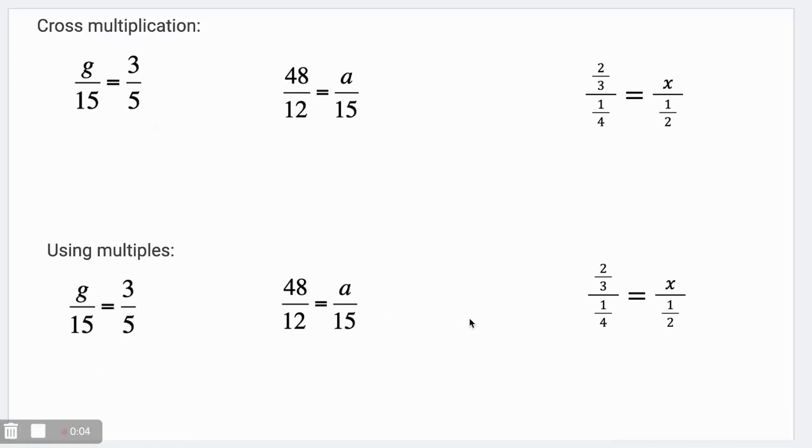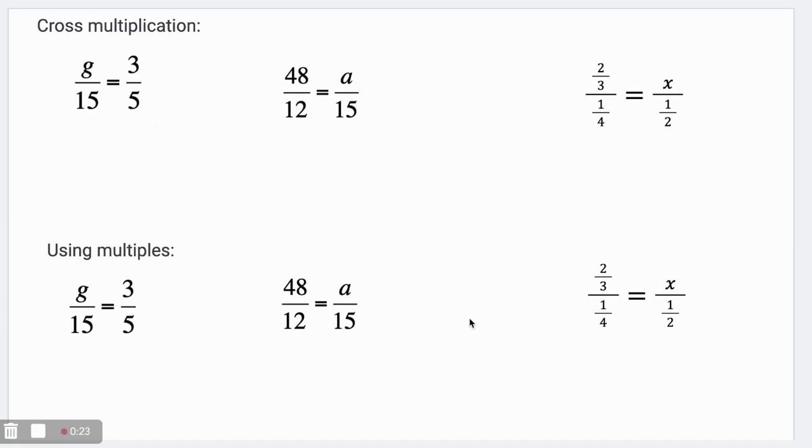Hey guys, we're first going to look at how to solve proportions using cross multiplication or using multiples. You don't have to use both of these methods, just whichever one you are used to using. Our first proportion says g over 15 equals 3/5.